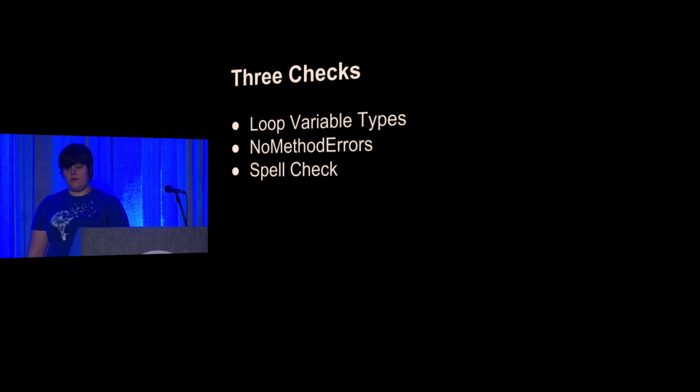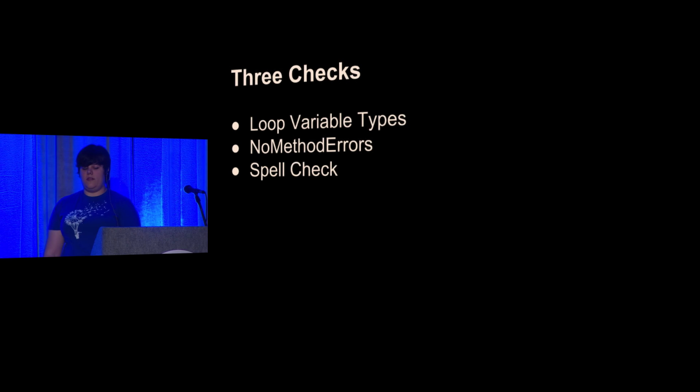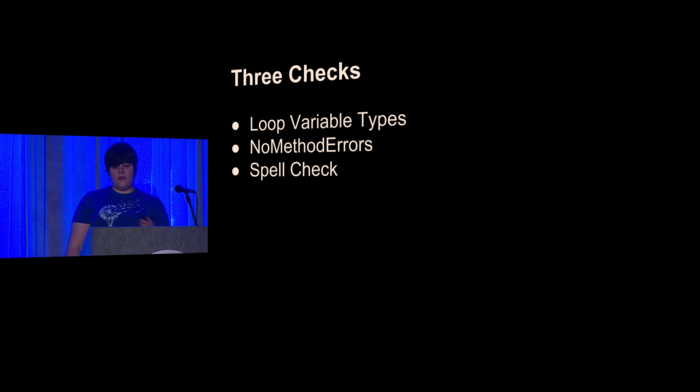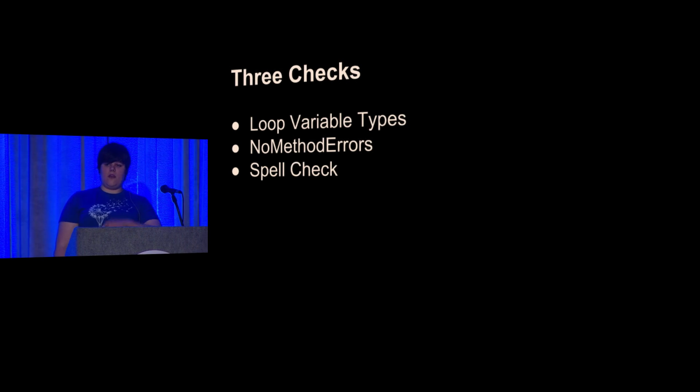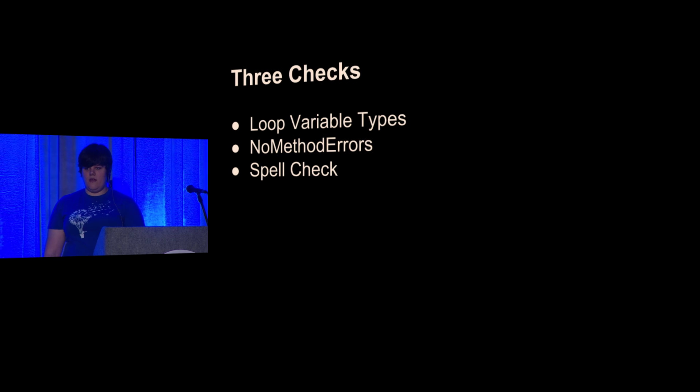So I'm going to tell you the 3 checks we're doing, and then we're going to go through each one in more detail. So checking loop variable types. So you use a variable in a loop, and it has some type. Sometimes as you go through the loop, you might change the type of your variable. You don't want to do that. It makes your code slower.